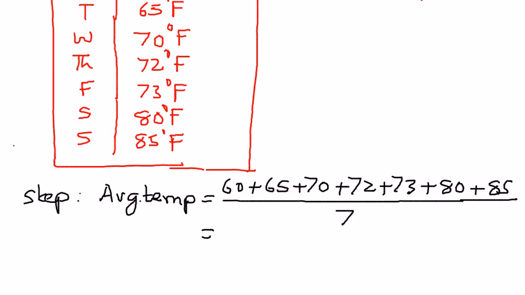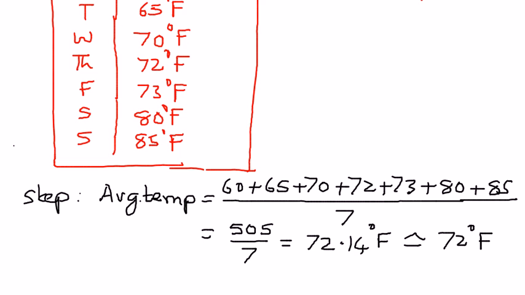When we add 60 plus 65 plus 70 plus 72 plus 73 plus 80 plus 85, we get 505 divided by 7. When we divide that by 7, the value we get is equal to 72.14 degrees Fahrenheit, or we can round it off to 72 degrees Fahrenheit. So the average temperature for the week was approximately 72 degrees Fahrenheit. That is how we can come up with a solution of this kind.